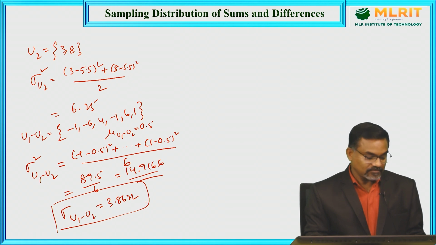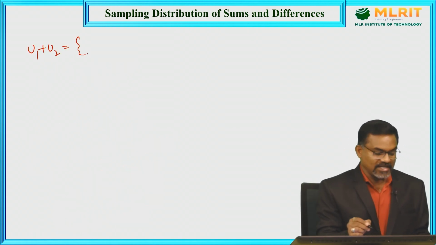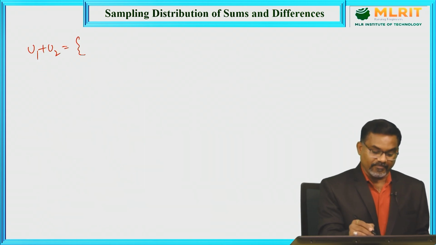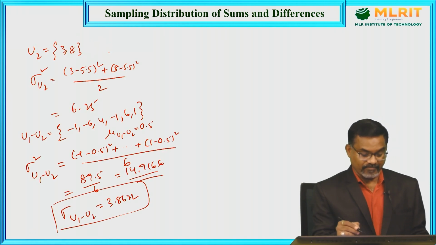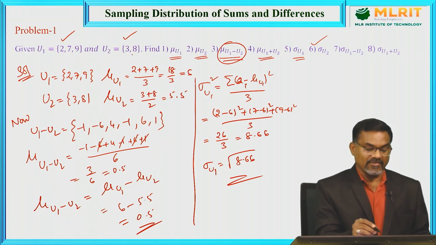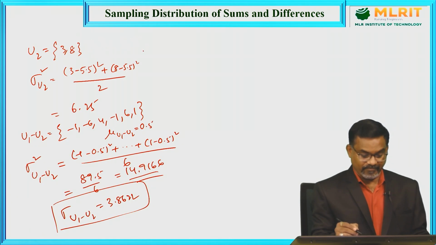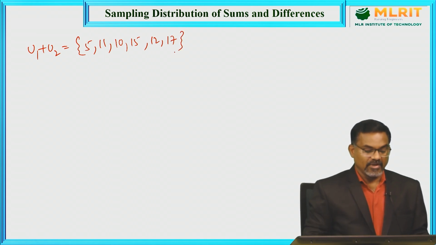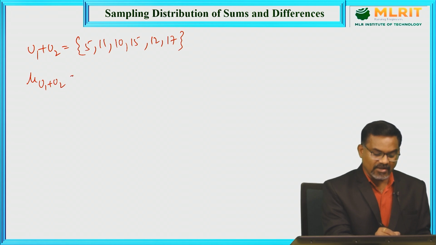Similarly, if we consider the sum of the two sets, the values are 2 plus 3, 5, 2 plus 8, 11, then 7 plus 3, 10, 7 plus 8, 15, 9 plus 3, 12, 9 plus 8, 17. Now, we can calculate the mean for the sum of these values.